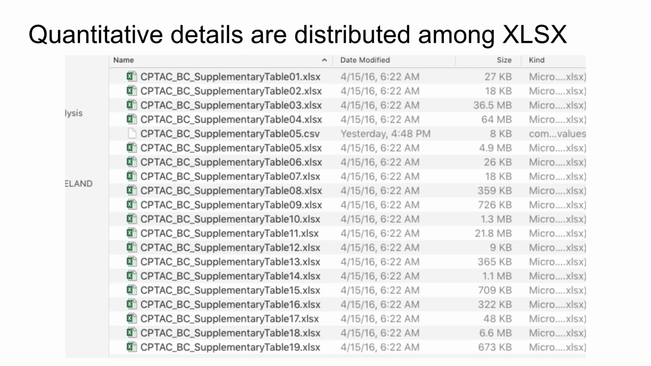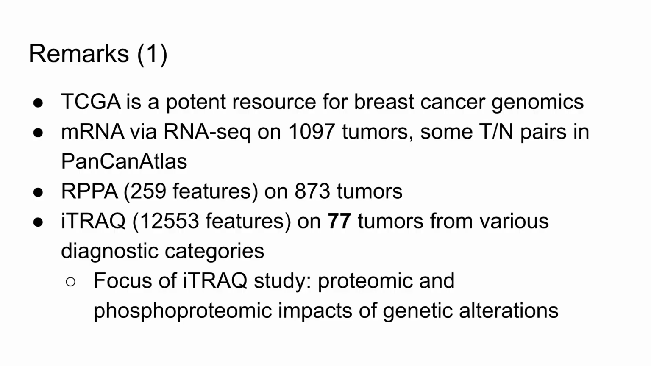Now, this is the data resource provided with the paper. There are 19 supplemental tables. Some of them are many megabytes in size, Excel tables. And it's not obvious how one would go about analyzing these, so there has to be some transformation of the data. And that's what we're going to work on next.